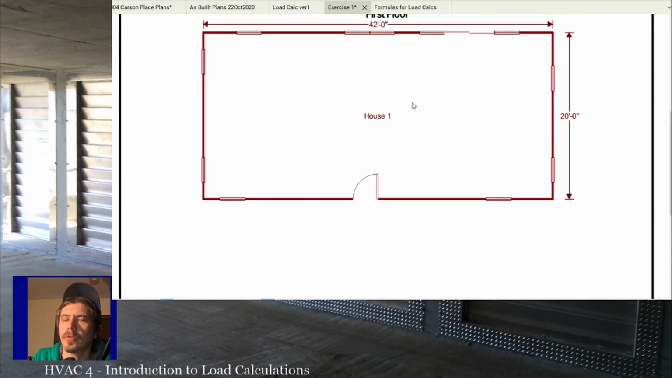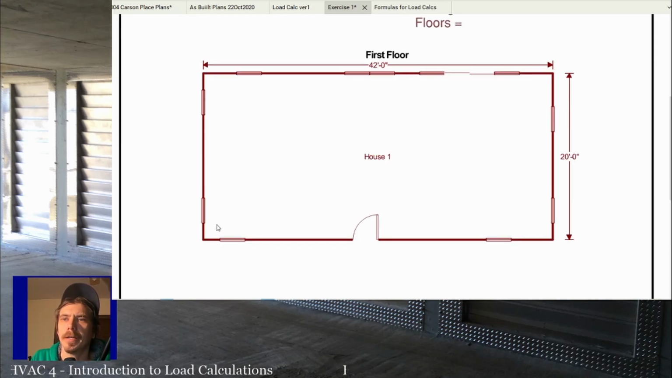Talking about scale real quick. If you've never scaled drawings, you should be able to take a scale ruler and actually scale stuff out. So you'll want to be able to do that. This is 42 feet, right? If you had a tape measure and measured from here to here, let me pull up a calculator.